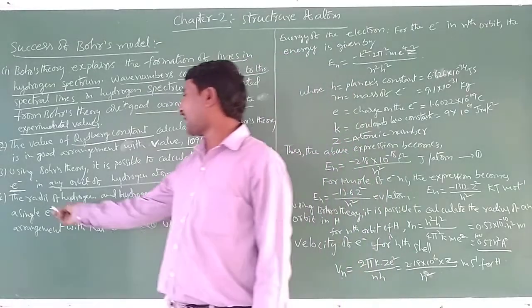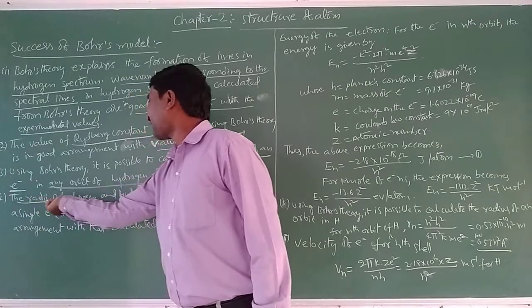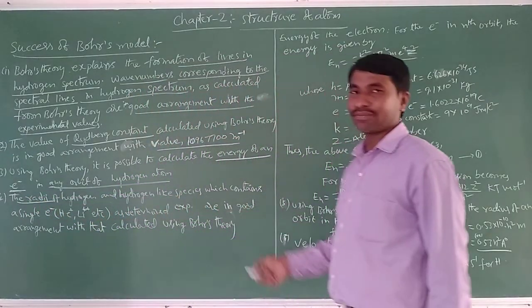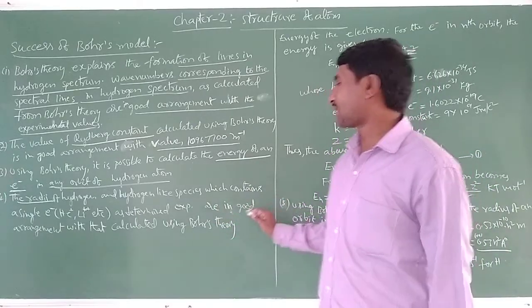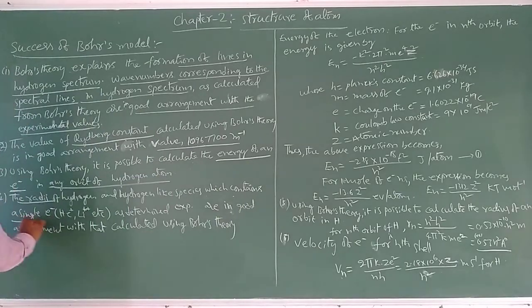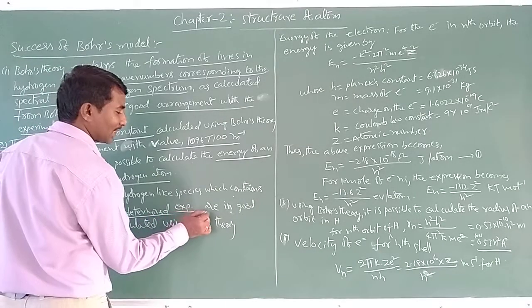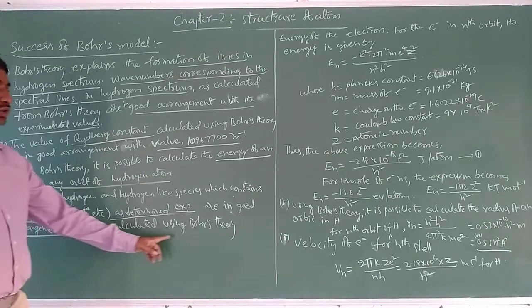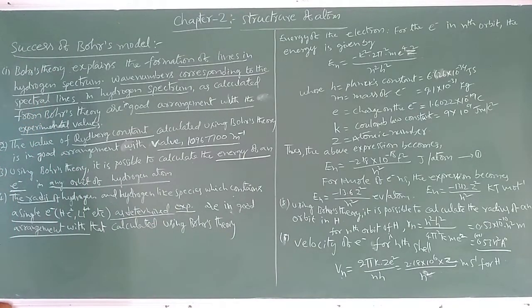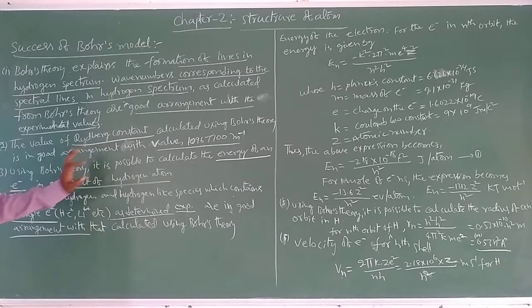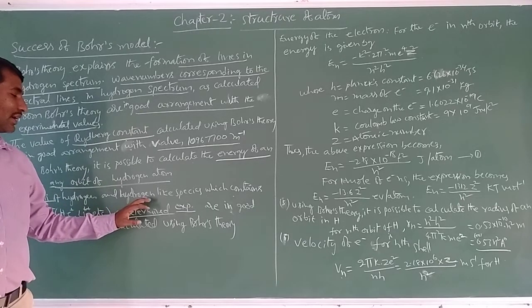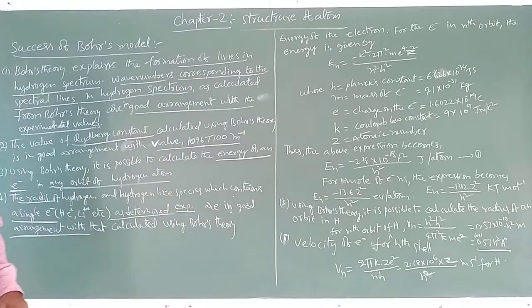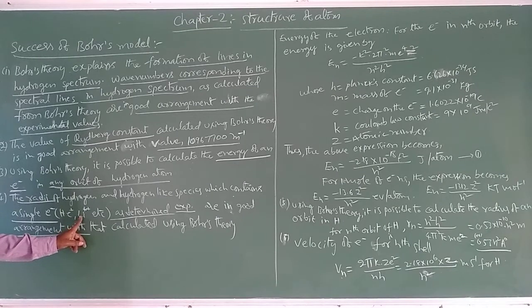And another one is that the radii of hydrogen and hydrogen-like species, which contain a single electron, as determined experimentally, are in good agreement with those calculated using Bohr's theory. So we can calculate the energy of an electron in any orbit of hydrogen, and also the radii of hydrogen and any hydrogen-like single electron species, like Li 2 plus or He plus.